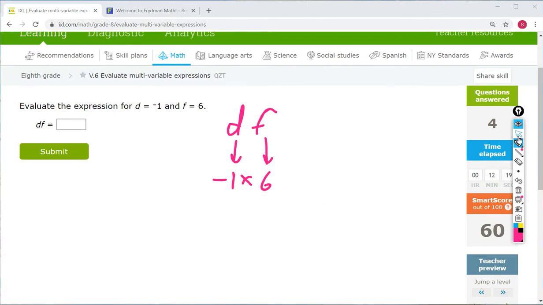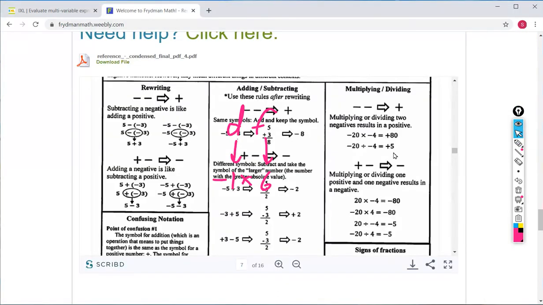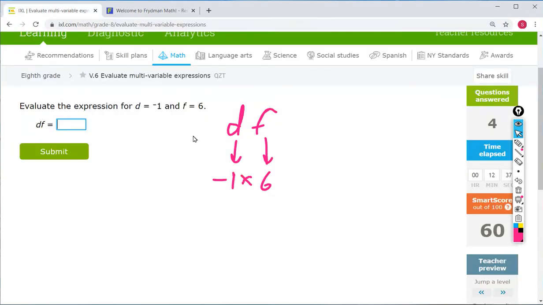Okay, now if we're multiplying numbers, we have to look at the rules for multiplying and dividing. Remember, if one of them is positive and one of them is negative, then our answer will be negative. If they're both negative, then the answer will be positive. So here I have one negative and one positive, so the answer will be negative. And 1 times 6 is 6, so my answer is going to be -6.